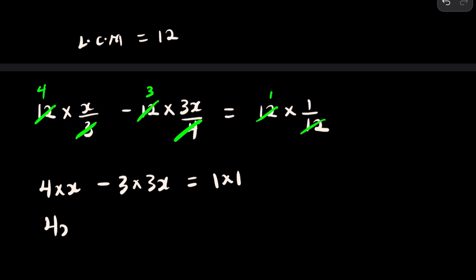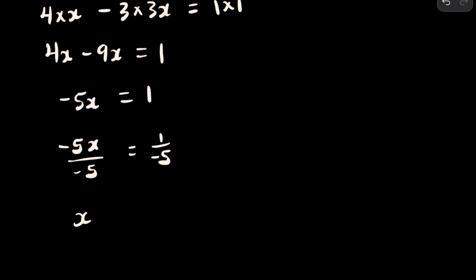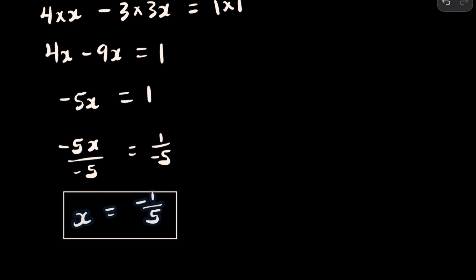So we're going to have 4x minus 9x is equal to 1, right? 4x minus 9x is going to give us minus 5x is equal to 1. So solving for x, we divide by the coefficient of x. So we have minus 5x divided by minus 5 is equal to 1 divided by minus 5. Thus, x is equal to minus 1 on 5. So this is our value for x.